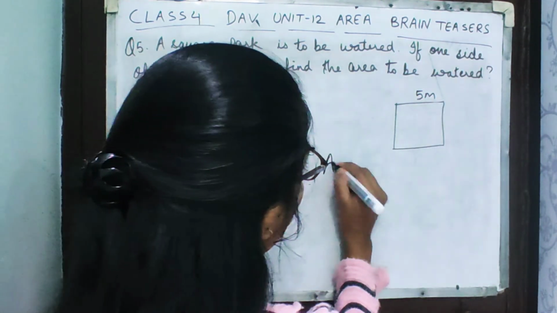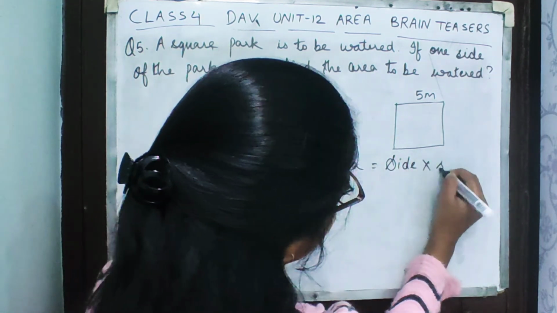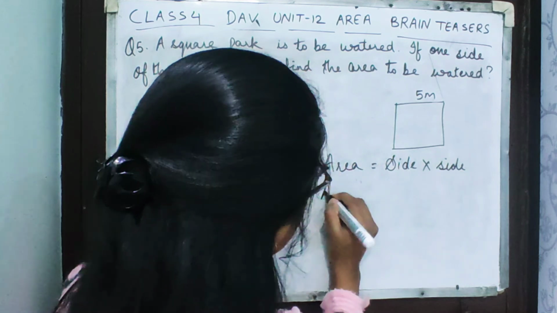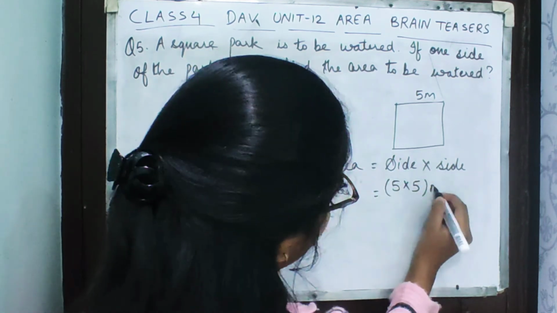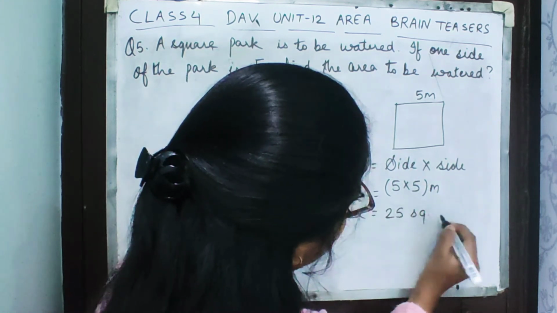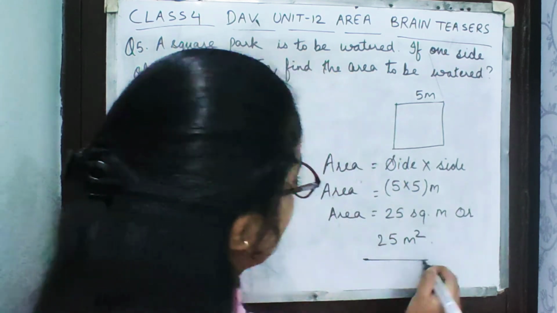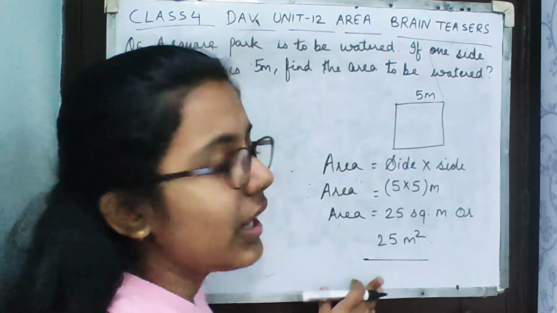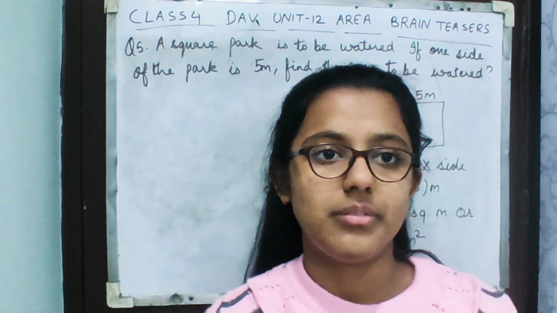So area will be what? The formula of a square is area is equal to side into side. Yes. So area is equal to 5 into 5. Okay. So area is equal to 25 square meters or 25 meter square. Okay. So this much area is to be watered. Okay. So we have completed with our fifth question.